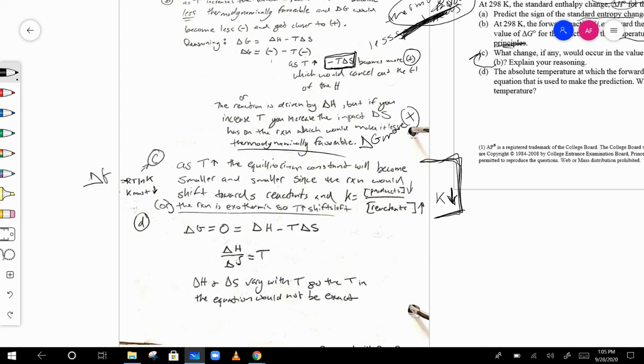You could also say that as the reaction is exothermic, so as temperature goes up, it's going to shift left as well. Okay, so you could also say that because you're adding heat to the products, it's going to shift from products to reactants according to Le Chatelier's principle. This is Le Chatelier. So there's a lot of different ways you could word this to get points here.